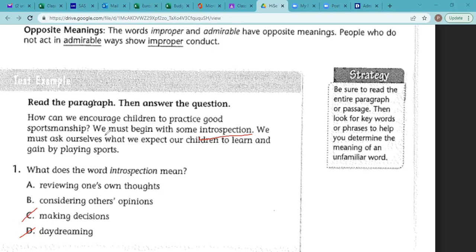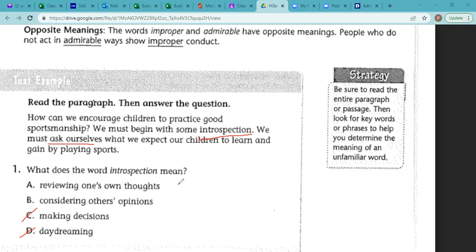All right, so we must begin with some introspection. We must ask ourselves what we expect our children to learn and gain by playing sports. So "ask ourselves" is very much tied to introspection. All right, so let's try to put that inside that sentence. We must begin with asking ourselves what we expect our children to learn. All right.